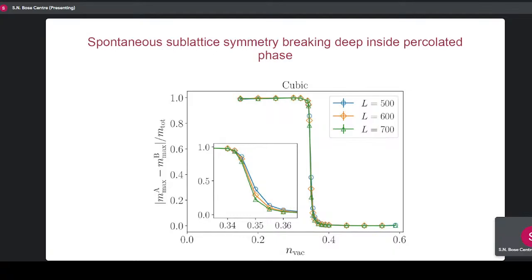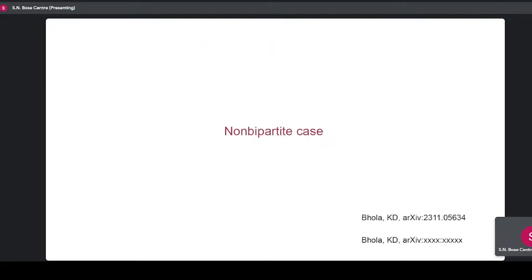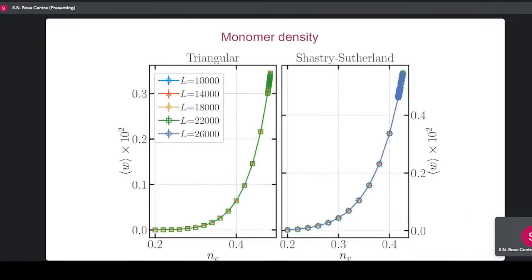4 minutes. So now let me switch to the non-bipartite case. Part of this is on the archive, but not yet published. We ran into a little hiccup here. It got moderated for 3 weeks. Something about our paper was suspicious here. And then another one is being written. So now I'm looking at triangular and Shastri solution.